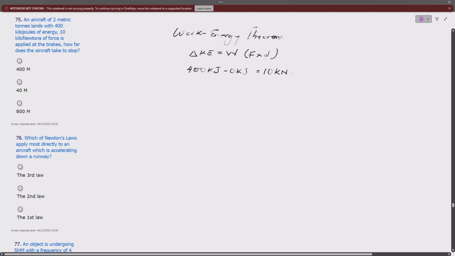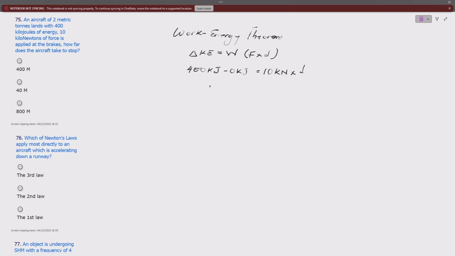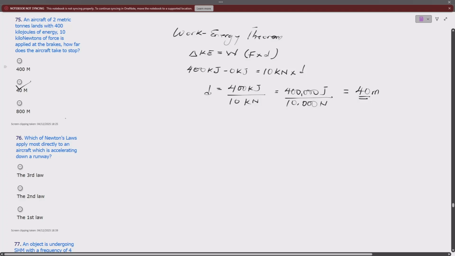10 kilonewtons times distance. So distance equals 400 kilojoules divided by 10 kilonewtons. That is 400,000 joules divided by 10,000 newtons. That's going to give you 40 meters. That is the right answer.